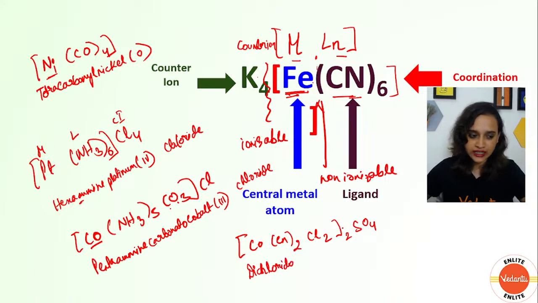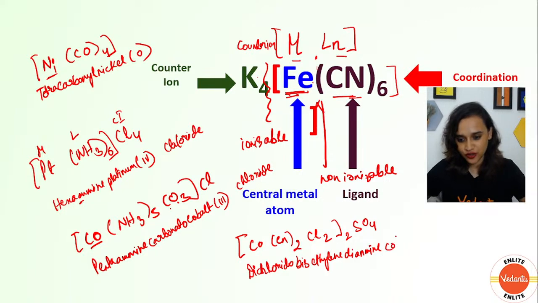Anyway, so it will be dichlorido. Then what will we write? We will write bis(ethylene diamine). Then cobalt 3 and then your sulfate. I'm just kidding, don't take me seriously.